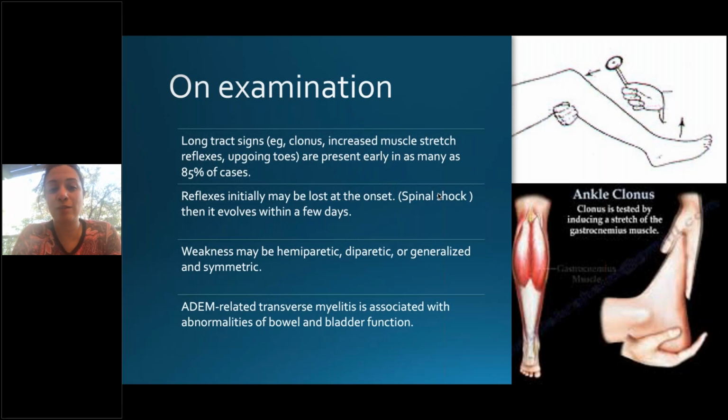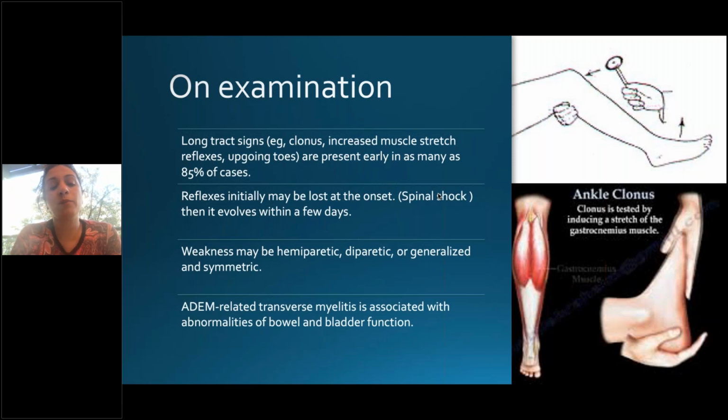And obviously they do present with weakness, and the weakness can be of many forms. It could be a hemiparesis, it could be a diaparetic change, or a generalized and symmetric change. Sometimes there are cranial nerve abnormalities, and sometimes there is acute disseminated encephalomyelitis related transverse myelitis, where you have an inflammation of a certain part of the spinal cord combined with a sensory level. In those children, they can also have associated abnormalities of their bowel and bladder function. So it's important to ask this in our history.